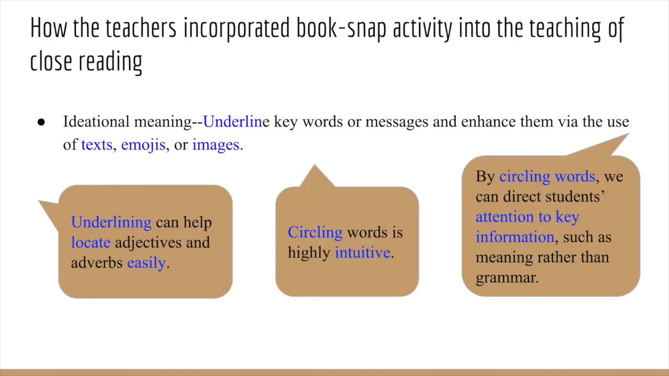In identifying ideational meanings, the teachers would use semiotic tools such as underline, circle, text box, emojis, and images. It is often seen that they underline keywords or messages and enhance them via the use of text, emojis, or images. The reasons for using these semiotic tools are: underlining can help locate adjectives and adverbs easily. Circling words is highly intuitive. By circling words, we can direct students' attention to key information such as meaning rather than grammar.